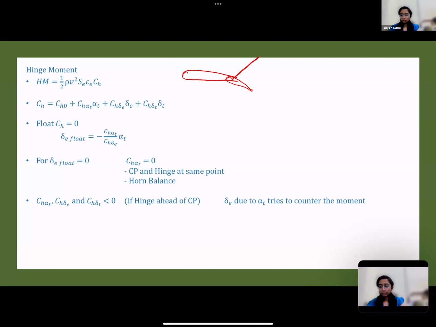Simple. Now, all of these parameters, S_E, C_E, are all of the elevator, not of the entire horizontal tail, just the area of the elevator and the mean aerodynamic chord of the elevator. CH is the hinge moment coefficient. Similar to the previous coefficients, we assume a linear variation with respect to alpha t, delta E, and delta t. Now, CH naught is the intercept as usual. Alpha t is the angle of attack at the tail. Delta E is the elevator deflection.